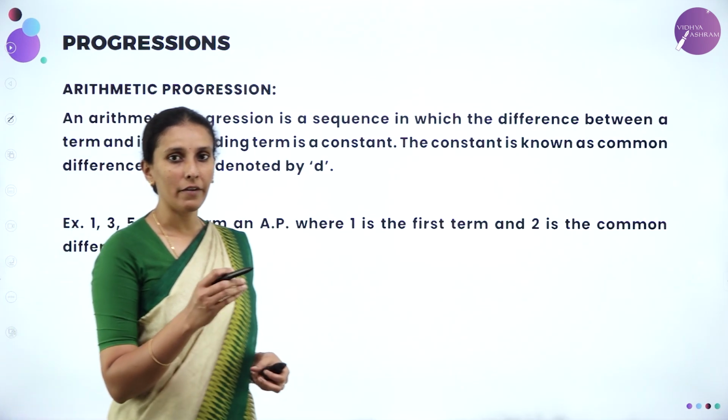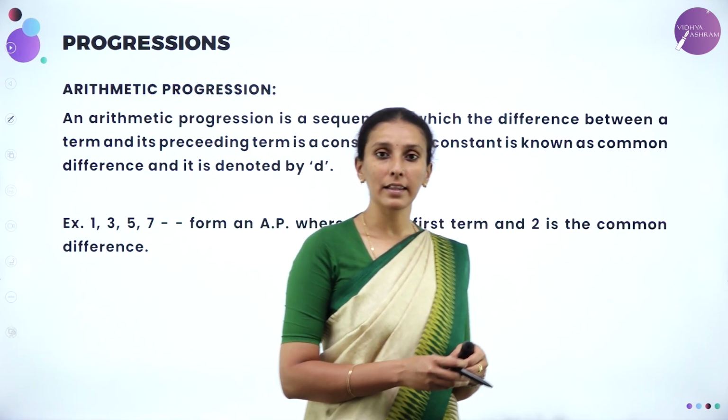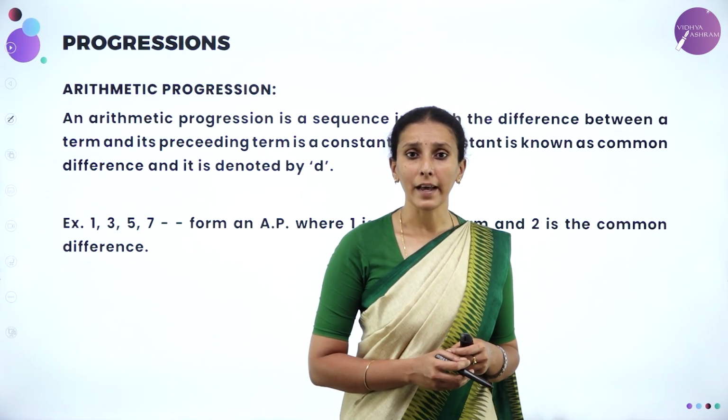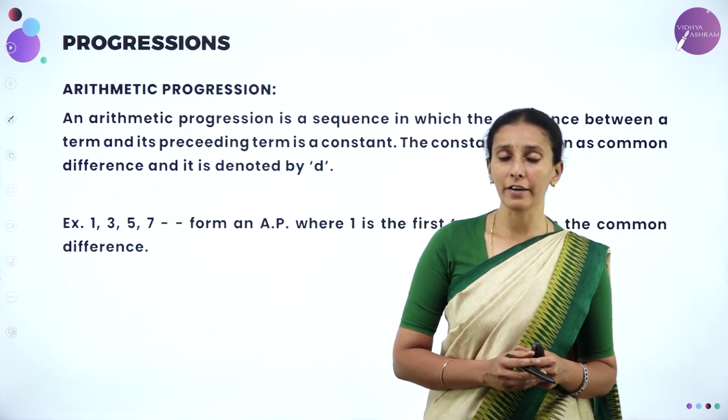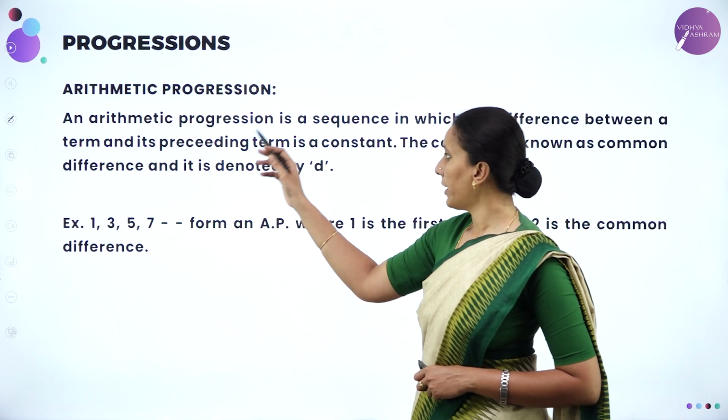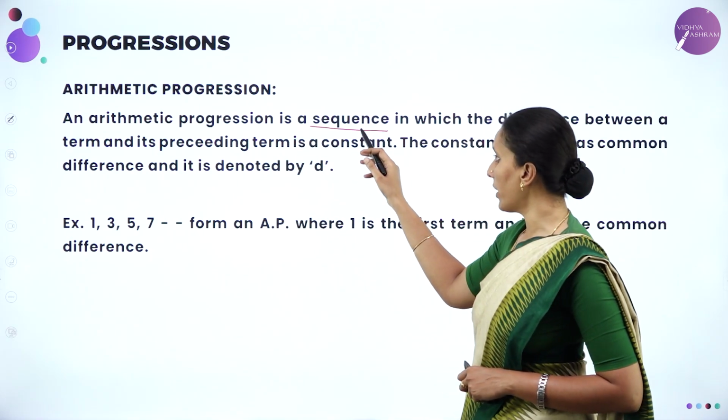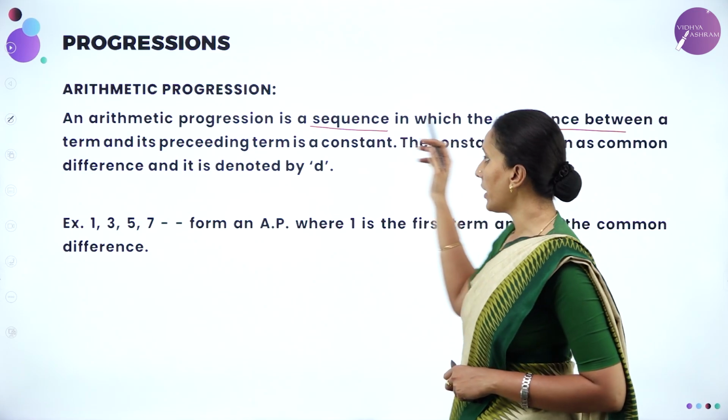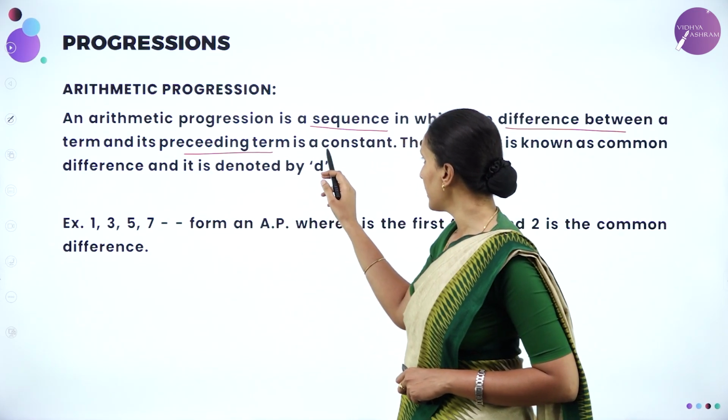Now let's discuss the very first type of sequence called arithmetic progression. Now what do you mean by arithmetic progression? It is shortly defined as AP. An arithmetic progression is a sequence in which the difference between a term and its preceding term is a constant.